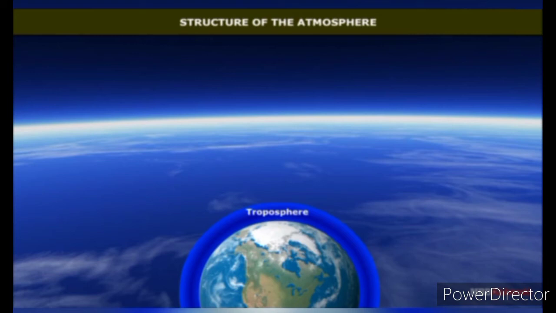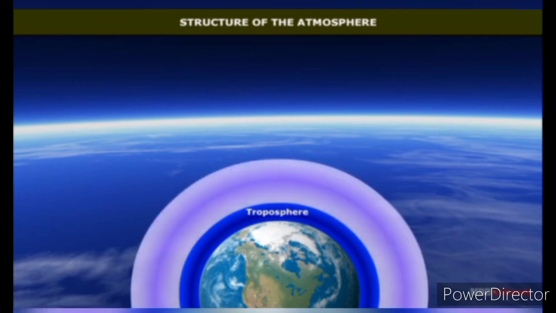The troposphere is the lowest layer of the atmosphere. It extends from the Earth's surface up to about 15 kilometers. Most of the clouds, water vapor, dust particles, and atmospheric disturbances are found in this layer.